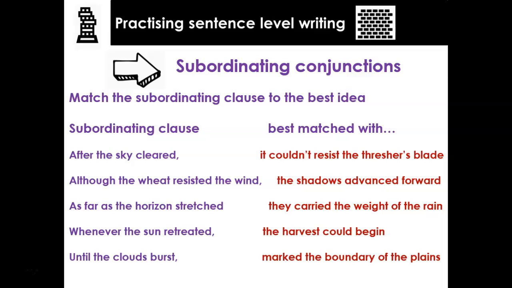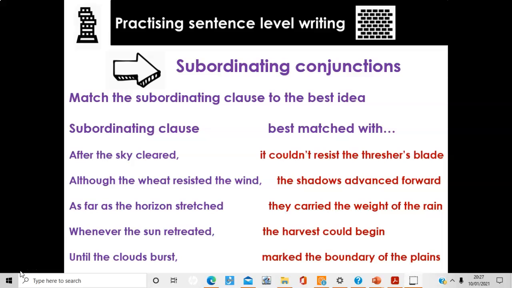With some of them, there could be a choice between two, and you're going to have to decide. Some of them, it's elimination. It just doesn't work. So after the sky cleared, it couldn't resist the thresher's blade. It just doesn't work, does it? So those two aren't a match. You're going to look to see which subordinating clause you would match with which main clause. In other words, you're going to create five complex sentences using these subordinating conjunctions. Okay, guys, just press pause, take your time, and match your subordinating clauses with your main. Okay, guys, are we ready to see?